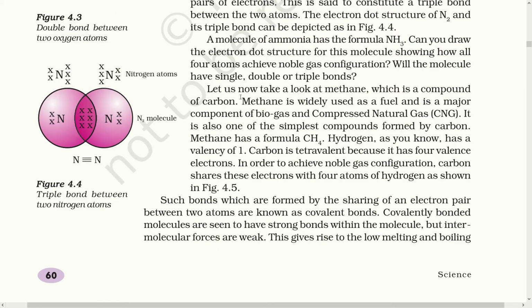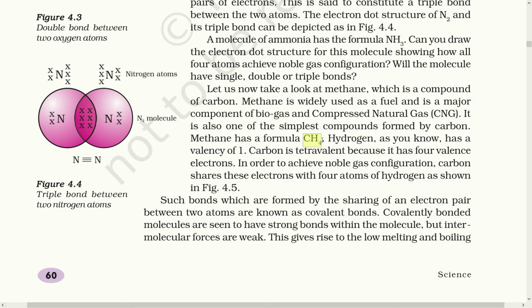Let's take an example of the compound methane, as it is widely used as a fuel and is a major component of biogas and compressed natural gas. It is also one of the simplest compounds formed by carbon. The formula of methane is CH4. Let's also keep in mind the electronic configuration of carbon and hydrogen. Hydrogen's atomic number is 1, while carbon's atomic number is 6. That means in the outermost orbit carbon has 4 electrons, while hydrogen has 1 electron.